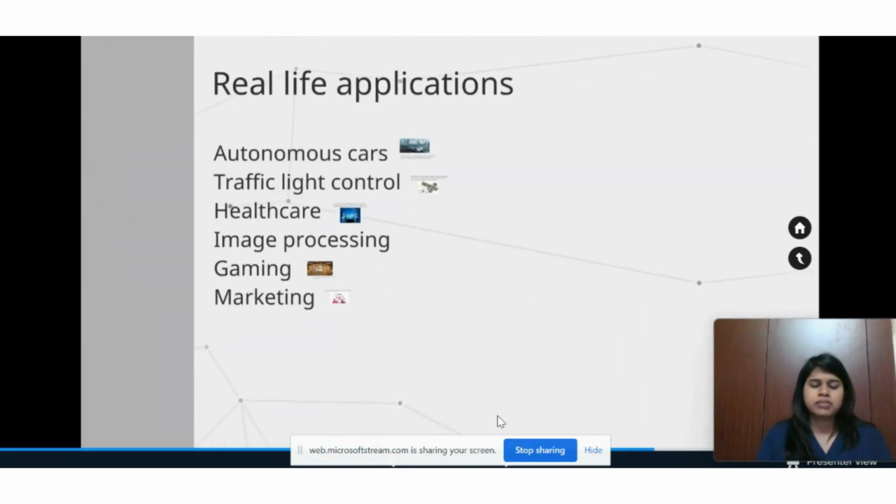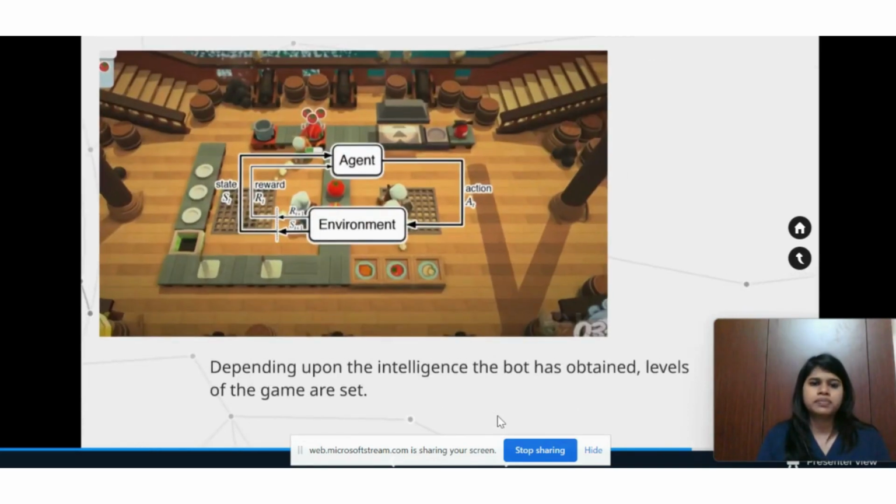And the next thing is I'm going to touch upon the real life applications of reinforcement learning. We'll start from gaming. You know that reinforcement learning is game based, as I told you. So gaming itself is a real life example of reinforcement learning.